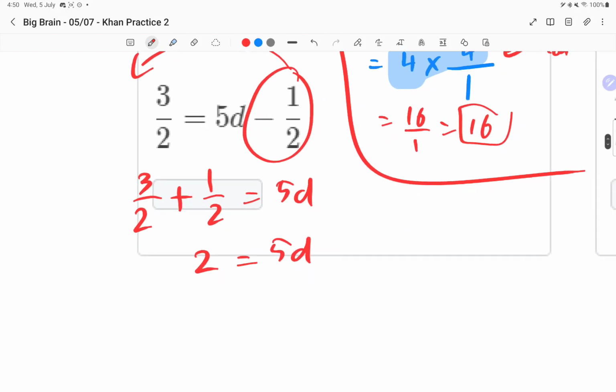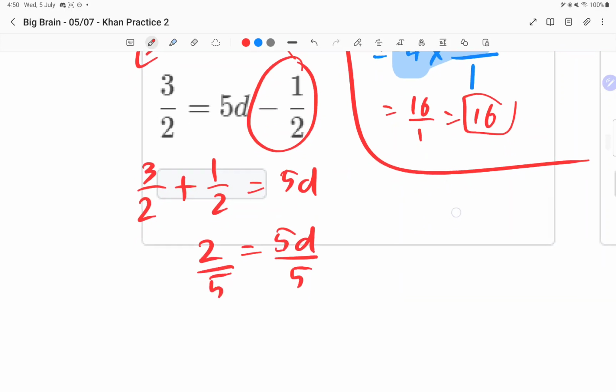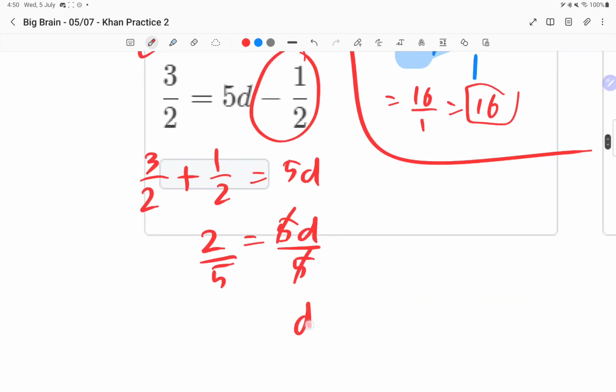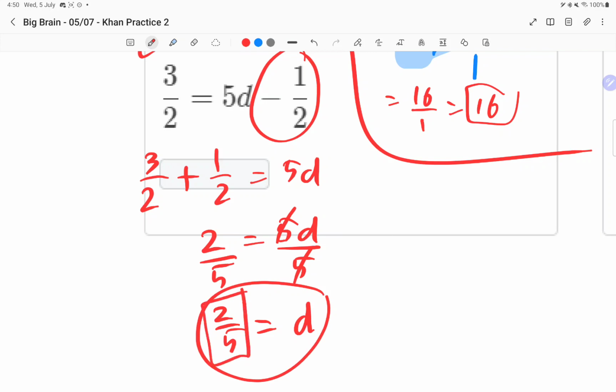Anyone? You divide by 5 on both sides, that's right. Okay, so the 5 here will cancel off. You get D equals 2 over 5. So D equals 2 over 5 or 2 over 5 equals D is the same thing. So the answer to this one is just 2 over 5, which is what you put into CAD.